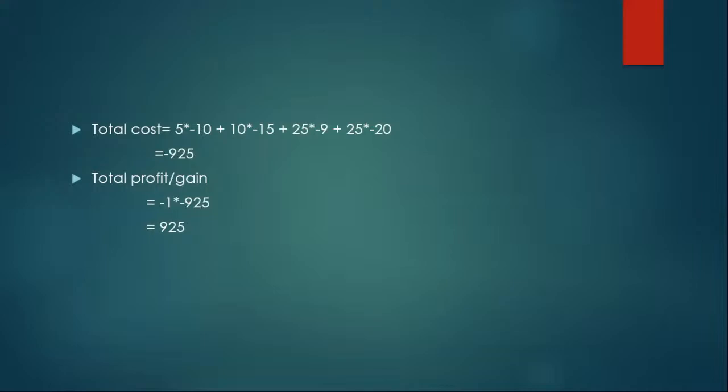Now we will find the total cost. Total cost equals to 5 multiplied by minus 10 plus 10 multiplied by minus 15 plus 25 multiplied by minus 9 plus 25 multiplied by minus 20 equals to minus 925. To calculate the total profit, we will multiply minus 1 by minus 925 equals to 925. This is our total profit.